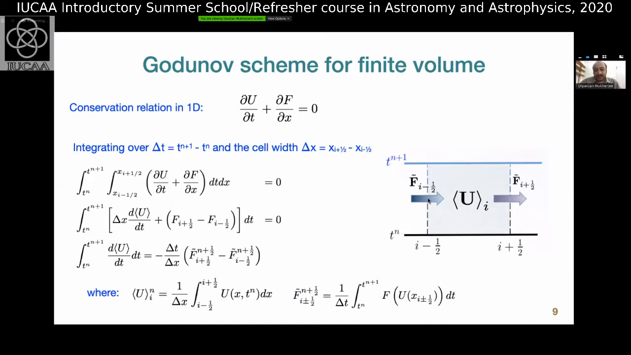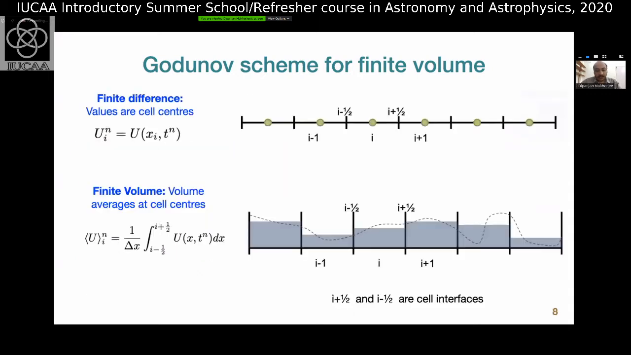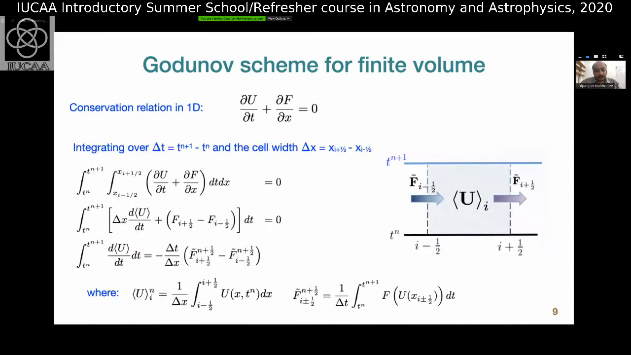At i minus half, the normal is on this side, and the flux is going here, and that's why there's a negative sign. Fine. And we replace the spatial integration over the del u del t with this definition. So we replace the del u del t with the volume average, or the rate of change of time of the volume average. And now we can do the time integration.